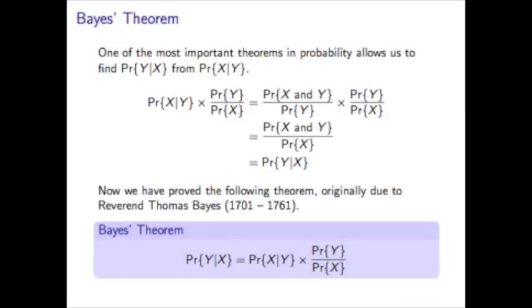In fact, we have just discovered something called Bayes' theorem after the Reverend Thomas Bayes. And Bayes' theorem gives us a way of converting between the two conditional probabilities, the probability of x given y and the probability of y given x.